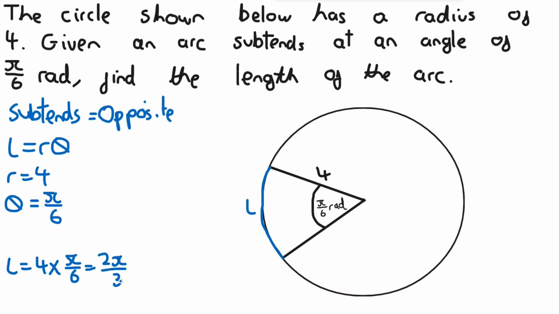pi over 3. You can probably leave it like this if you want to, but if it asks something about decimal places, you put it into a calculator, and this is equal to 2.09. So the length of this arc here is 2 pi over 3, or 2.09.